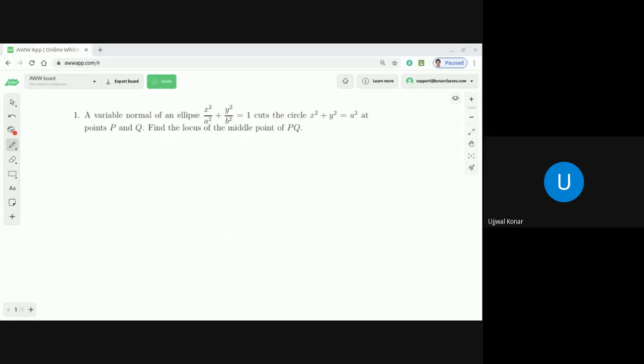What I would like to know from you is, what is the solution you got, Pratik? Find the locus of the middle point of PQ. What is that curve, that locus? The question here is that a variable normal of an ellipse x square by a square plus y square by b square equal to 1 cuts the circle x square plus y square equal to a square at points P and Q. Find the locus of the middle point of PQ.